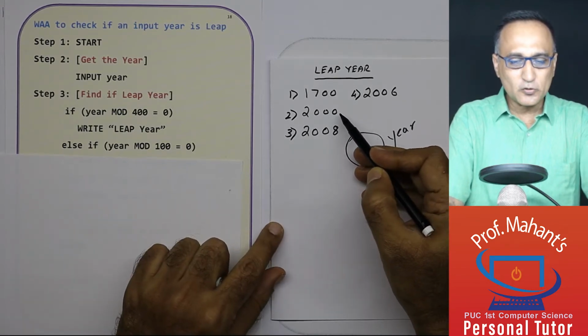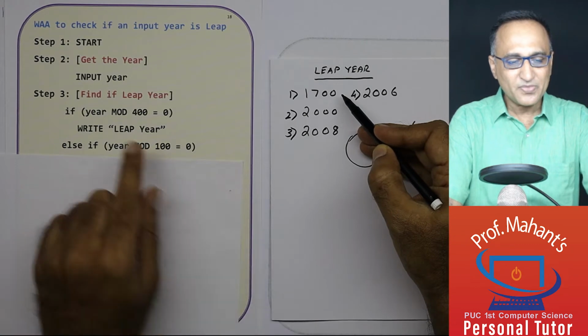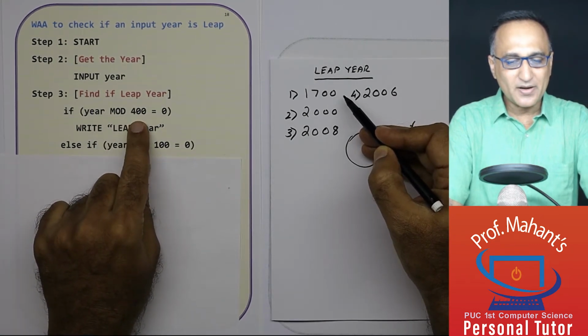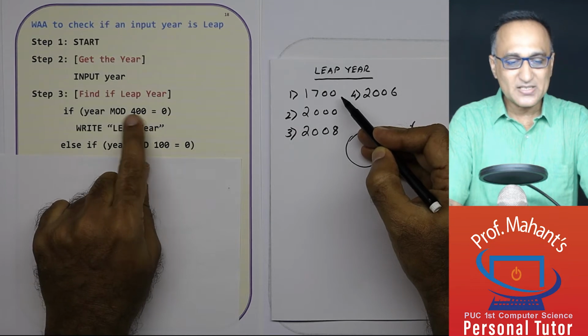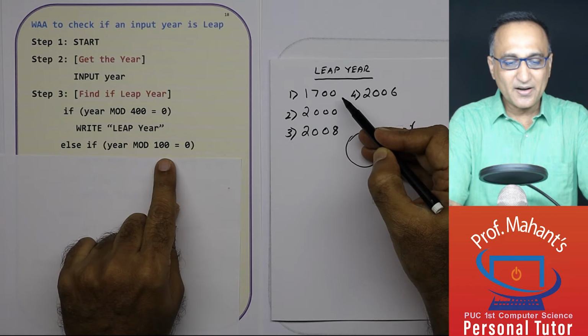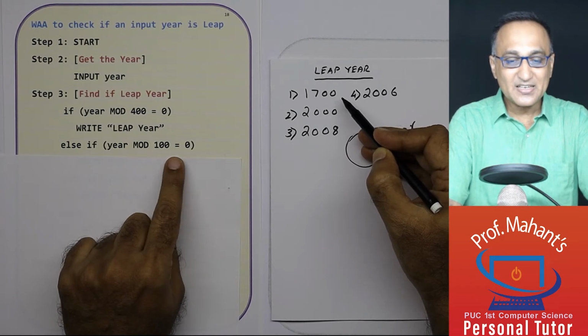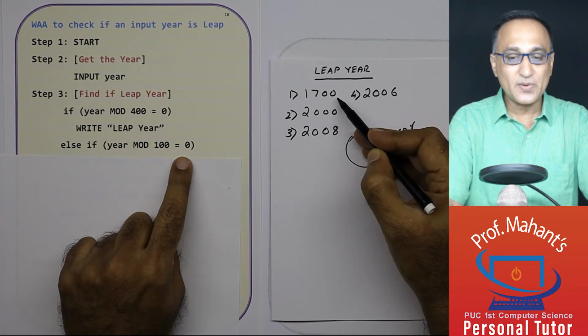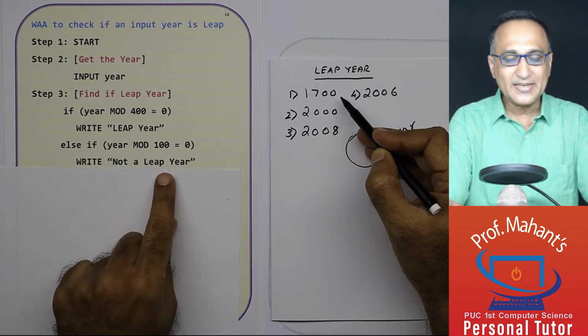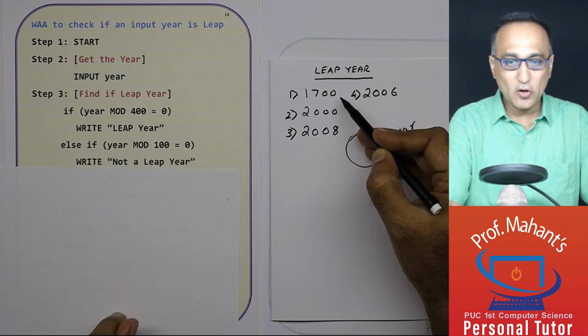But now let's try to take a few other cases. Now say instead of 2000, the year was 1700. 1700 divided by 400, the remainder is 100. So this condition is false. Now 1700 divided by 100, the remainder is 0 because 1700 divides by 100 perfectly. So this is an example of not a leap year, and I will command halt.